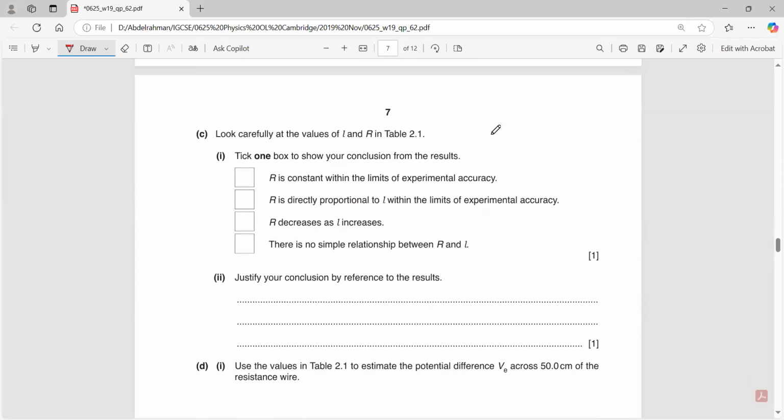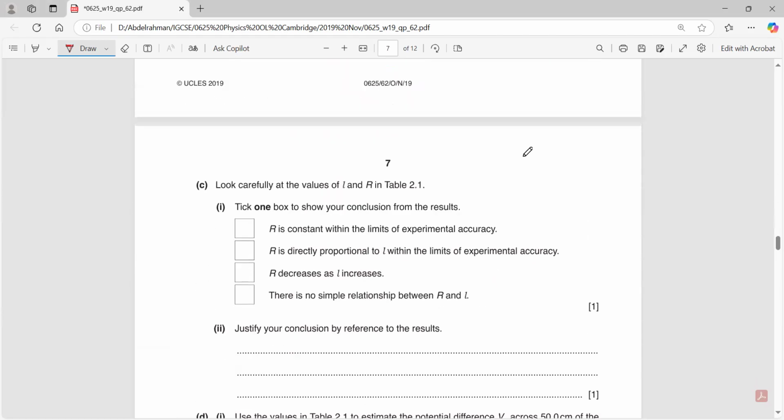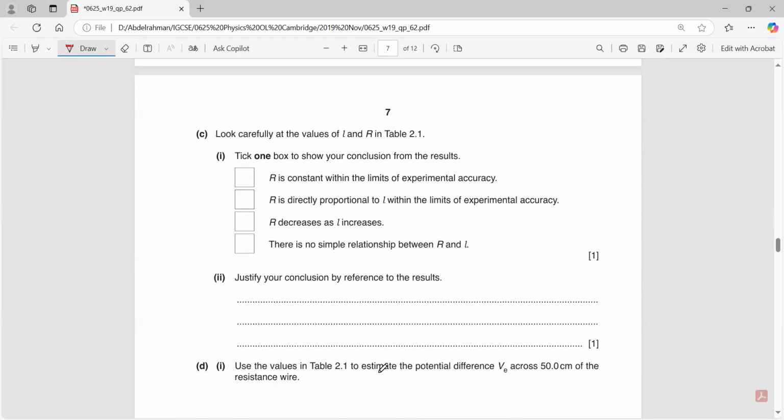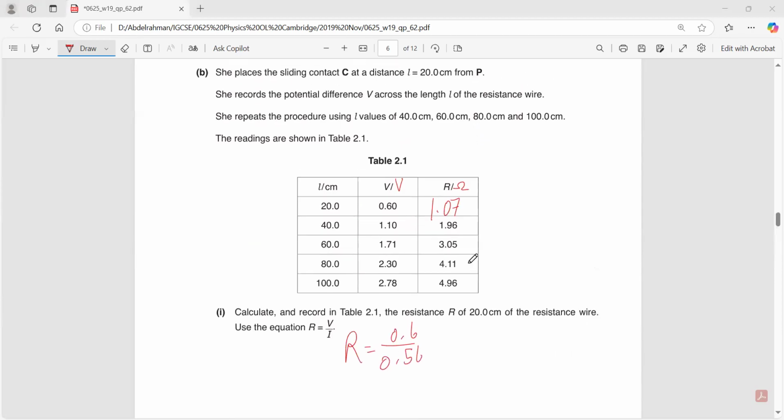Look carefully at the values of L and R. Tick one box to show your conclusion from the results and justify your conclusion. Think about what's happening. When L is increasing, what's happening to the resistance? As the length increases, the resistance increases, yes. So R is directly proportional to the length within the limits of experimental accuracy.